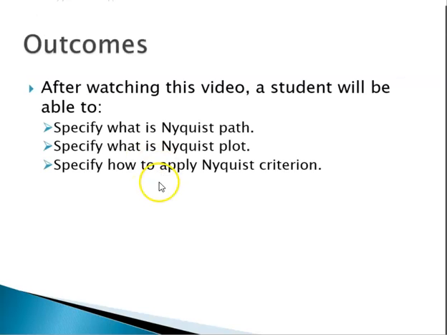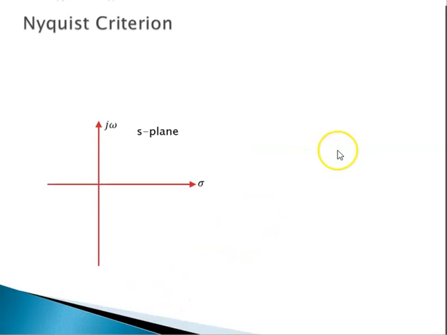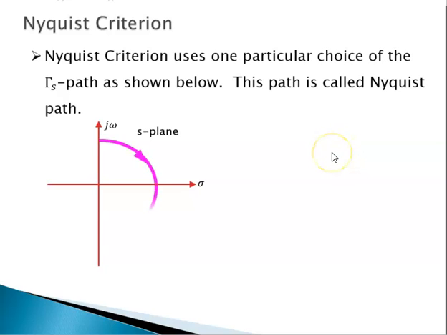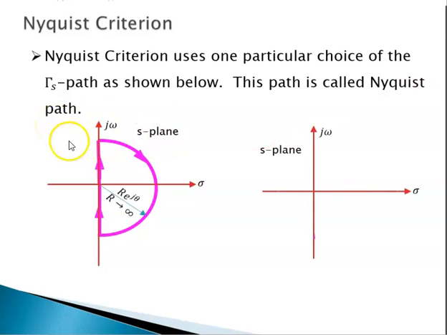After watching this video, you will perhaps be able to specify what is Nyquist path, what is Nyquist plot, carefully make the distinction between path and plot, and specify how Nyquist criterion is applied in the case of control systems. We will begin by considering what we call Nyquist path. Okay, carefully note Nyquist path.